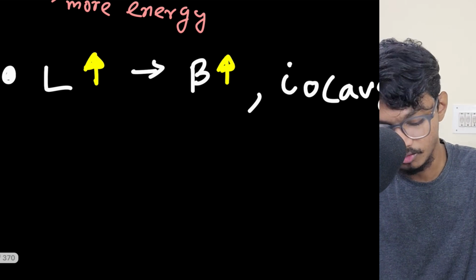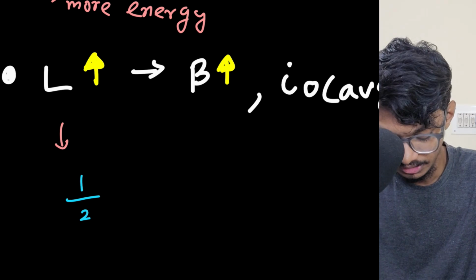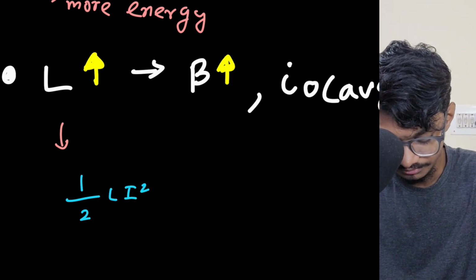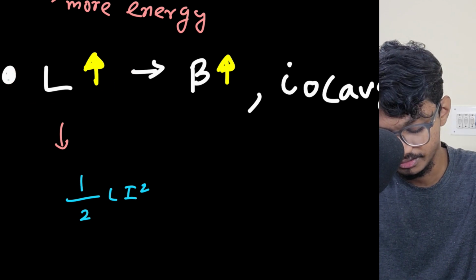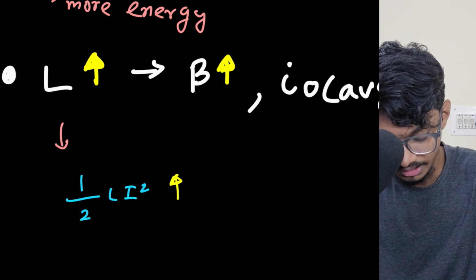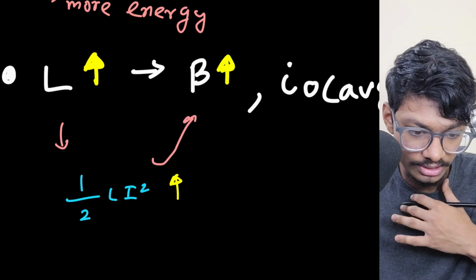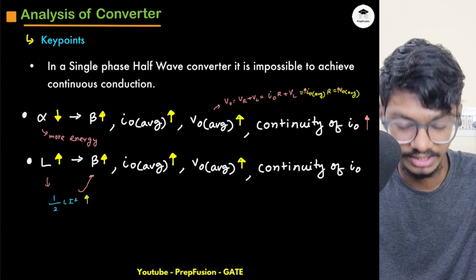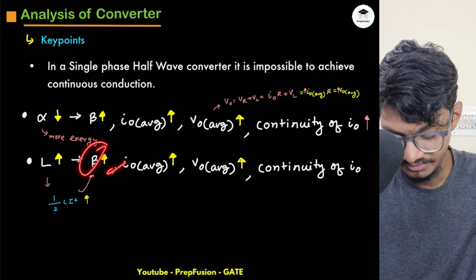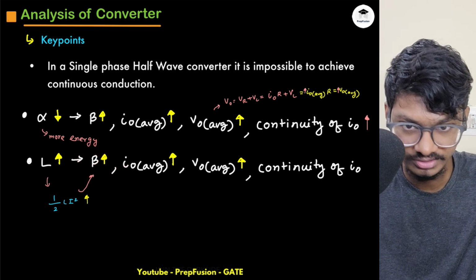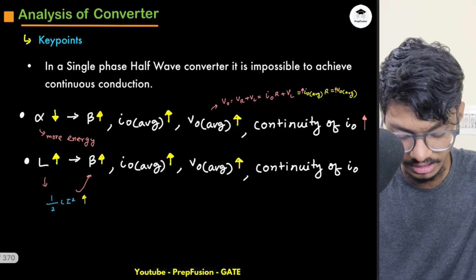What is the energy formula? This is not always the case, but we can still get an intuition: half L i square. If inductance is increased, my energy is increased. If energy is increased, it will take more time to totally de-energize, or totally make the current zero. It will take more discharging time. Again the same thing, the IO average will increase because the current is non-zero for a larger amount of time, and everything else will follow.